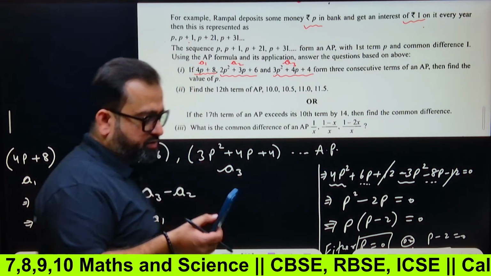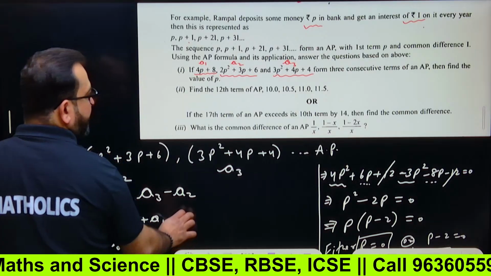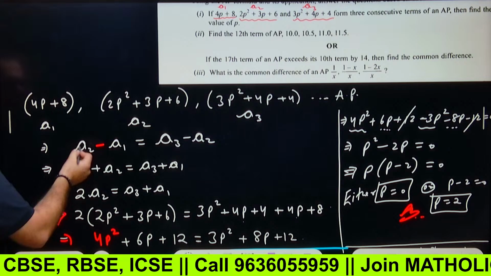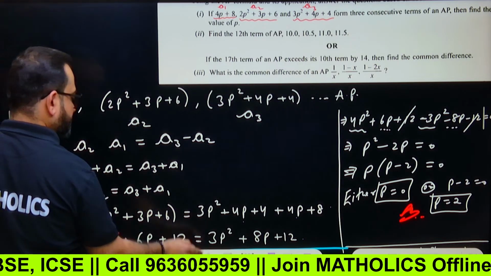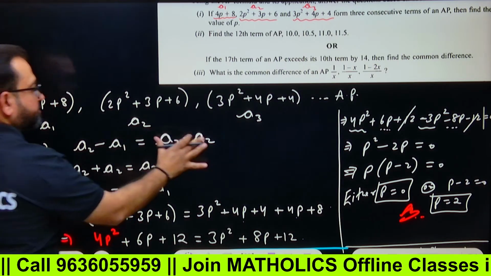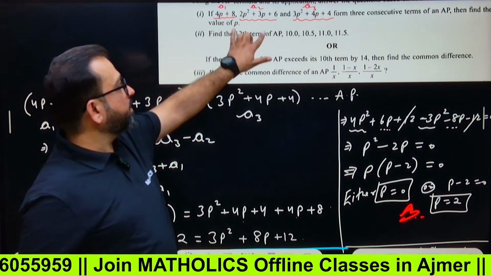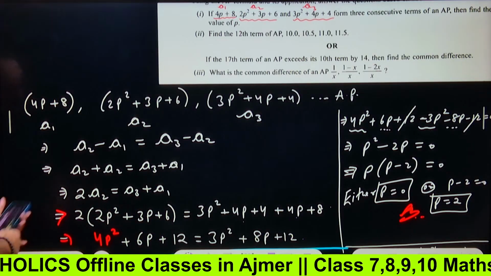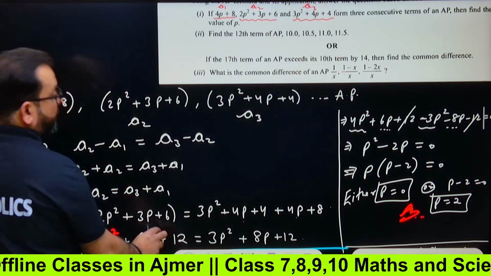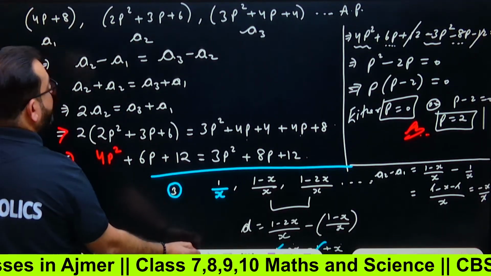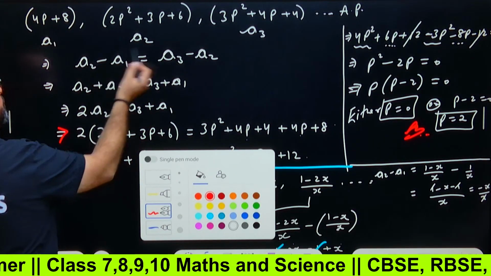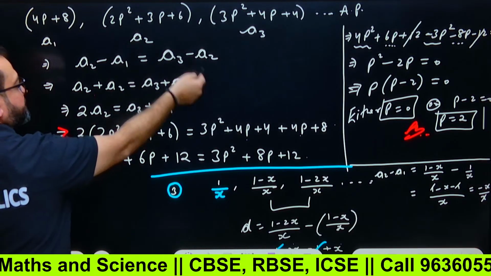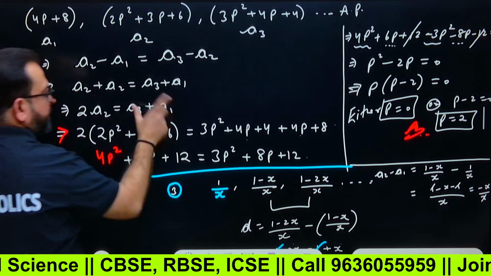Okay. So if you understand the concept, we'll do this. This is the AP. I'll write it like this. Now A2 minus A1 will be equal to A3 minus A2. Now what is A2 minus A1? 2P square plus 3P plus 6 minus this. So this minus this. We have done subtraction. You can do it like this also. If you really wish to make it easy, you can take A2 on one side, and the minus A2 will come to this side as plus A2. This is A3, and this minus A1 will be plus A1. So twice A2 equals A3 plus A1.